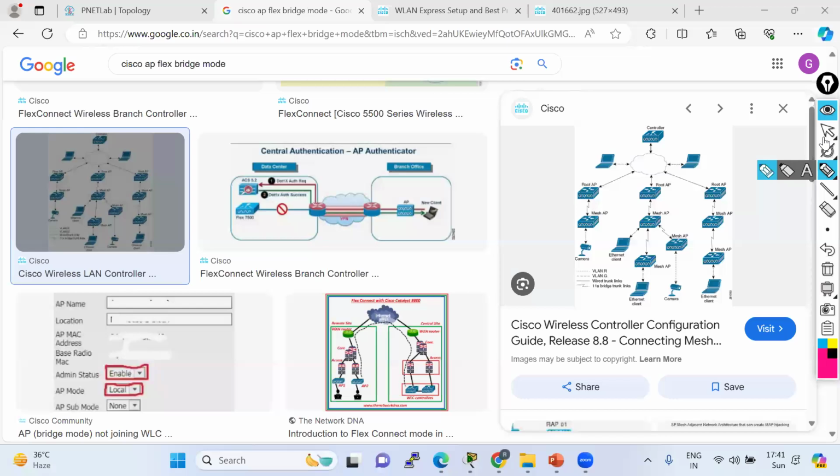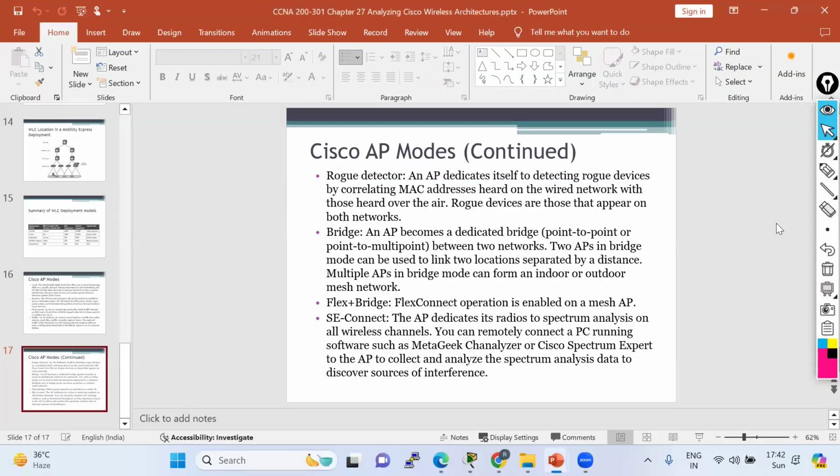But if I use flex plus bridge, then what is going to happen? Flex plus bridge is going to give the flexibility where the local switching is still in place, but the bridge is also going to be maintained, and control processing and central processing go to the WLC. So flex bridge means I have the local switching and the central processing for any control connection. Then the last but not least, the AC connect mode.